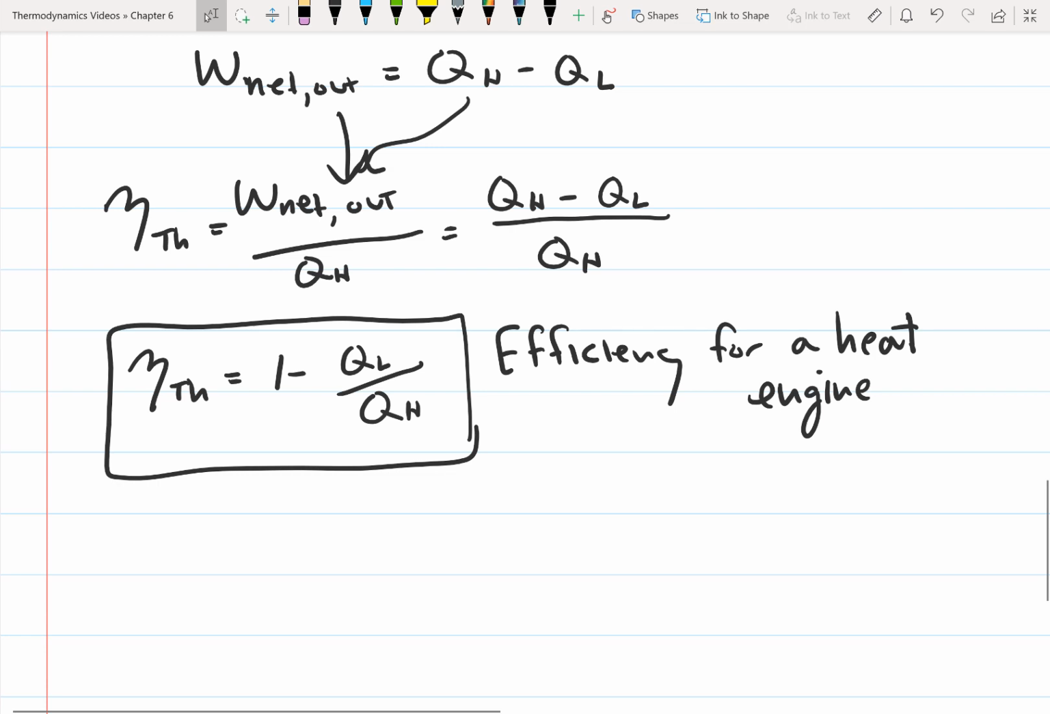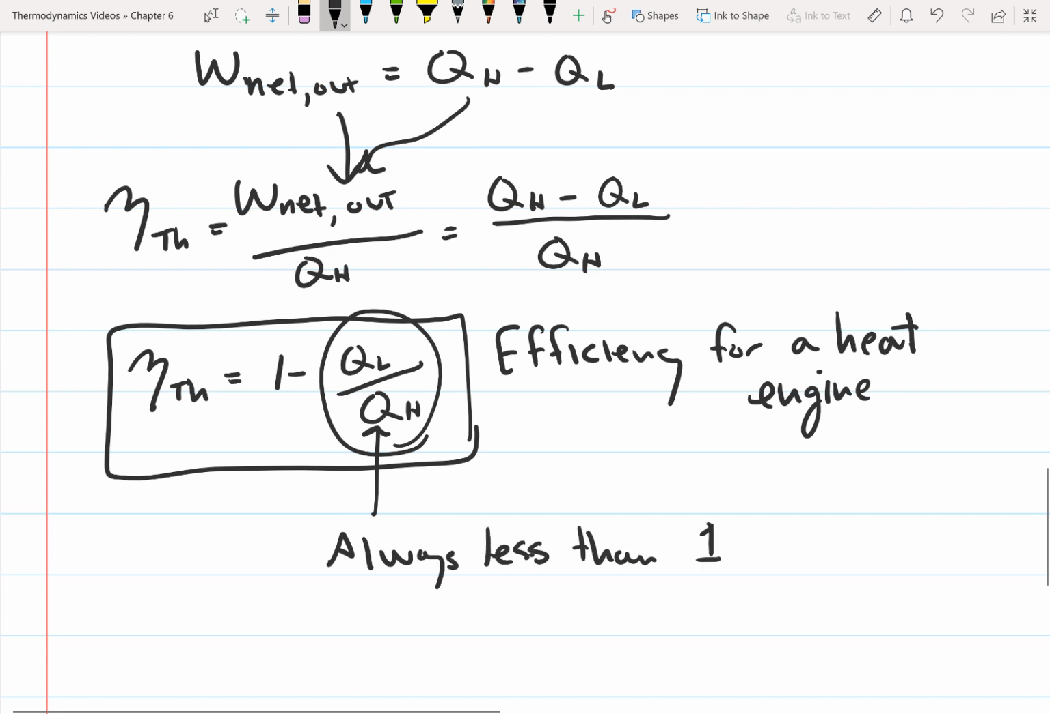But in this case, you just use absolute values of QL and QH, because the sign is included in the equation. This is a little different from how we used heat and work in the first law. If we use the absolute value for QL and QH, this term is always going to be less than 1, because QL and QH are positive.